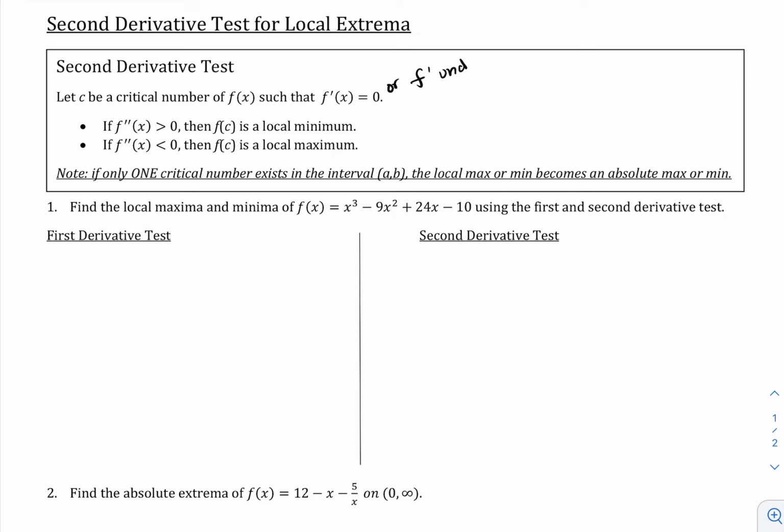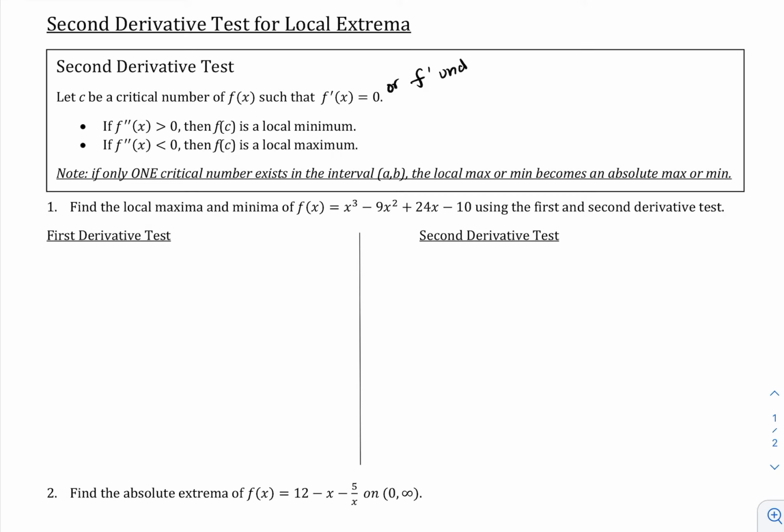And then there's a small note, which I'm going to show in an example. If you are in an open interval and only one critical number exists, that local max or min becomes an absolute max or min. And in the previous video, we had discussed how the local can actually be the absolute, and this is a situation where it can be.